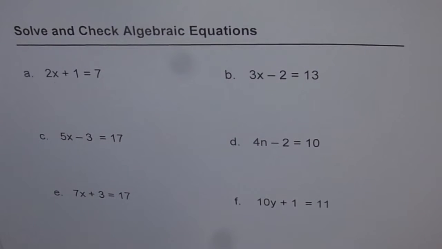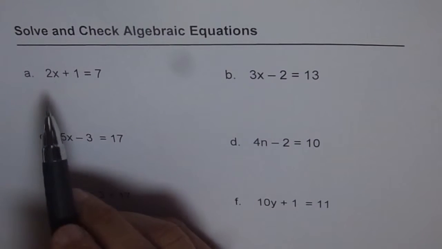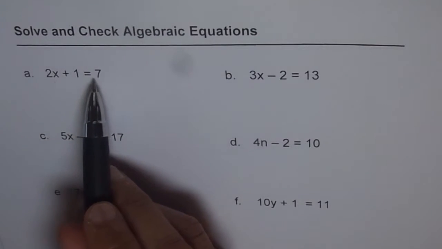Let's now try to understand how to solve and check algebraic equations where we have a combination of operations. The examples before you have addition, subtraction and multiplication involved. So we will see one by one how to solve them. First one is 2x plus 1 equals 7.